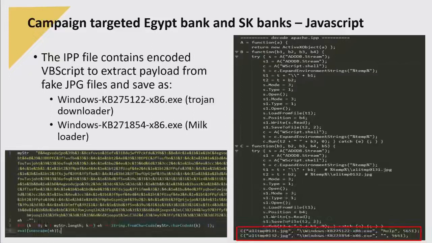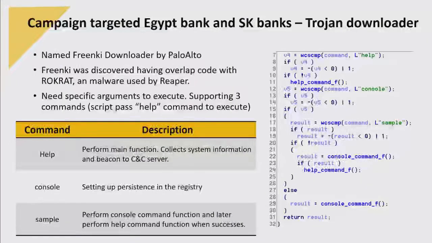It's also encoded, but after decoding, you can see there's a function that I named C. In this function, the script will locate position 5651 and then extract an exe file from this position and save them using this naming convention, which makes it look like a Windows update package. The first PE file is a Trojan downloader, and the second one is the loader named Milk.